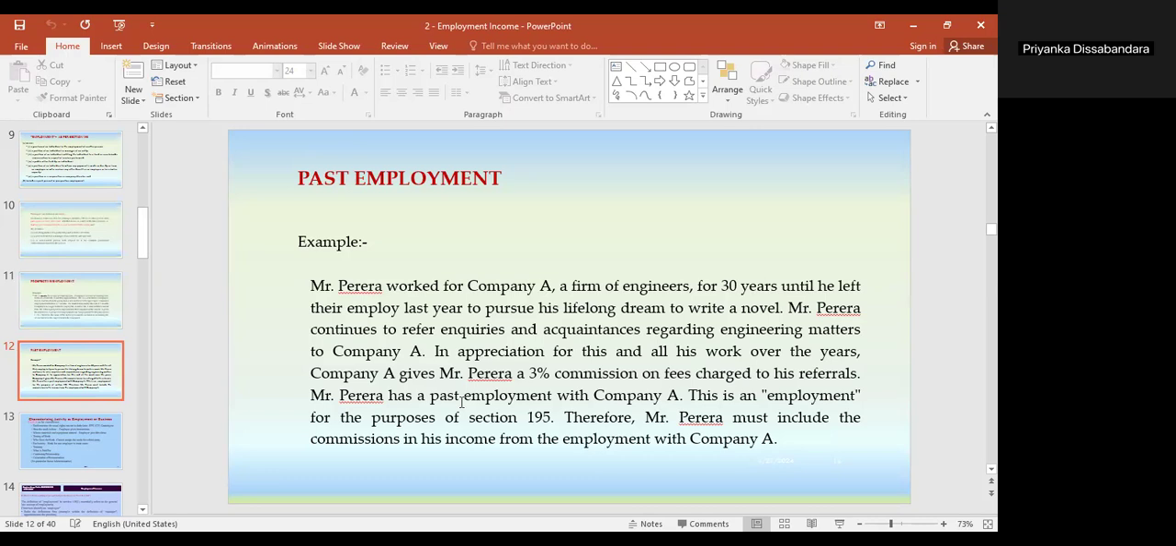Mr. Pereira has a past employment with company A because now he is not working in that company. He left the company, but it is his past employment because he received income from his past employment. This is an employment for the purposes of section 195. Therefore, Mr. Pereira must include the commission in his income from the employment with company A.